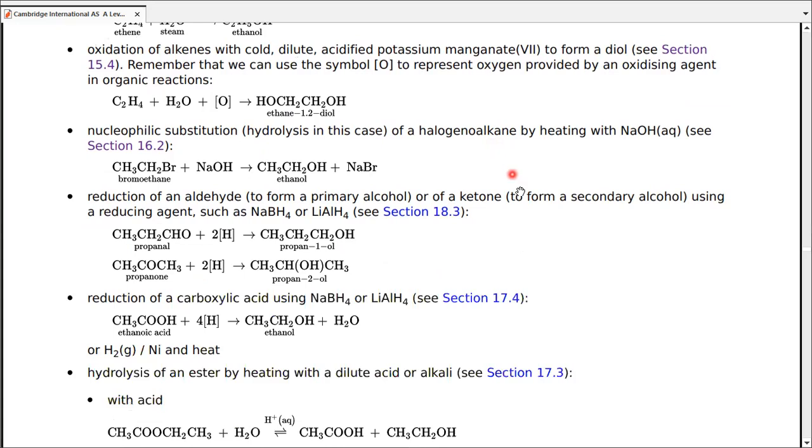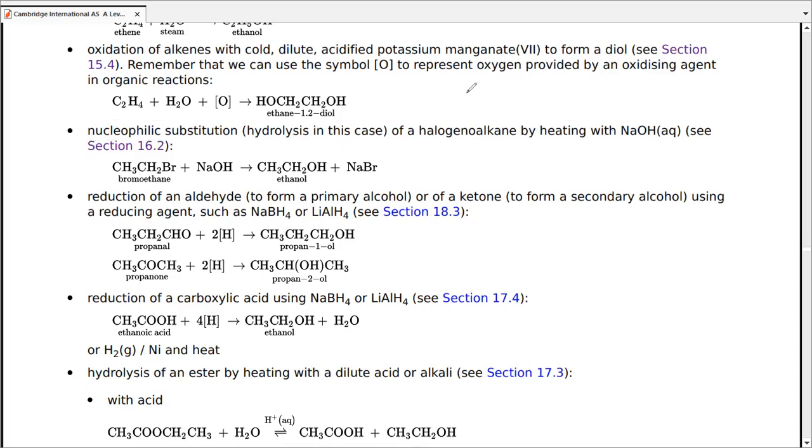In our previous chapter, chapter number 16, we have studied another way of forming an alcohol, and that was nucleophilic substitution. Hydrolysis in the case of a halogenoalkane, heating it with aqueous sodium hydroxide would give us alcohol and the sodium salt. Now that was a very good way of forming an alcohol and a specific one at that.